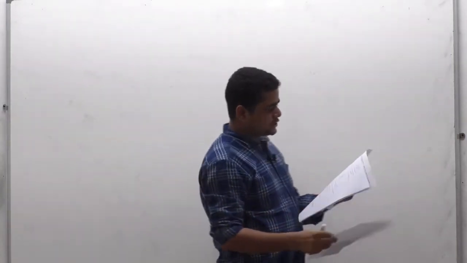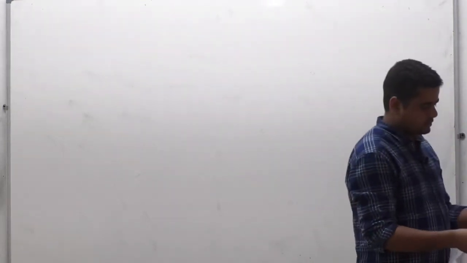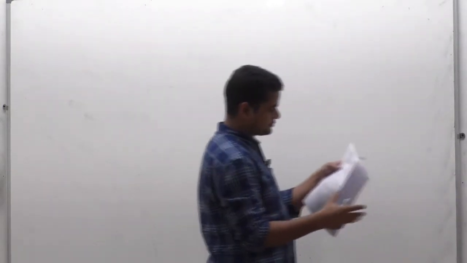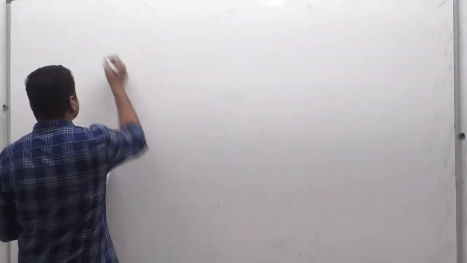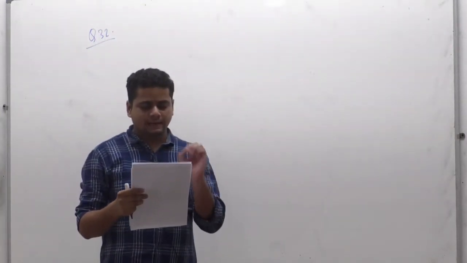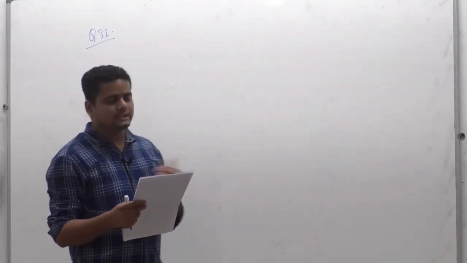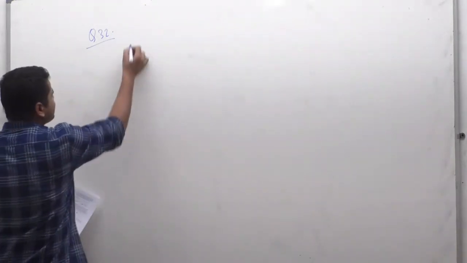Next we can go through question 32. What they have given in question number 32? An inductor, capacitor, resistor are connected in series across a source of EMF this much. Find the power loss in the AC circuit. Very good. So in this question they have asked about power loss.